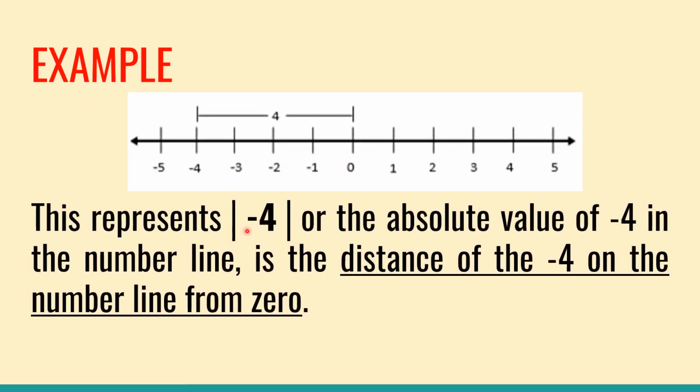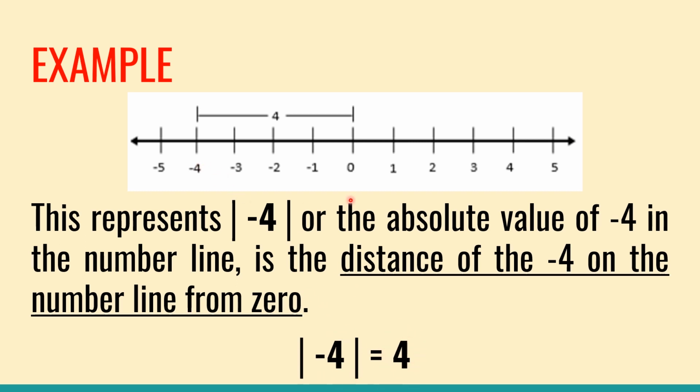This represents the absolute value of -4 in the number line. It is the distance of -4 on the number line from 0. Ang absolute value ng -4 sa number line ay nagpapakita ng layo ng -4 mula 0, at ito ay may layo na 4 mula 0. The absolute value of -4 is equal to 4.